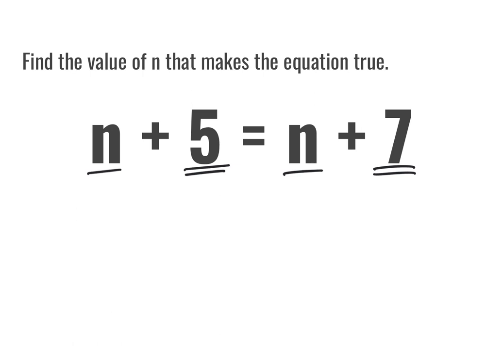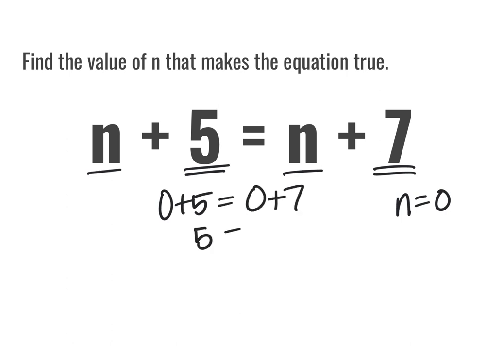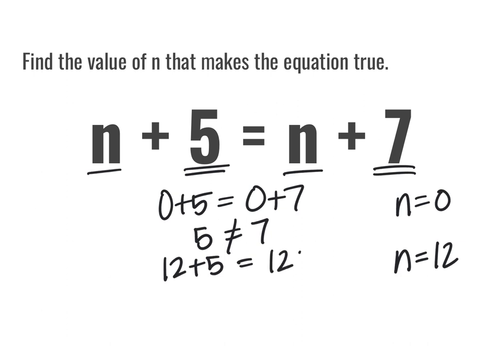Okay, let's try it out. So if n equals 0, that would be 0 plus 5 and 0 plus 7. Well, 0 plus 5 is 5 and 0 plus 7 is 7. Are those two values equivalent? No, they're not. What if I said n was 12? So that means I have 12 plus 5 and 12 plus 7. That would be 17 equals 19. Is that true? No, it's not.